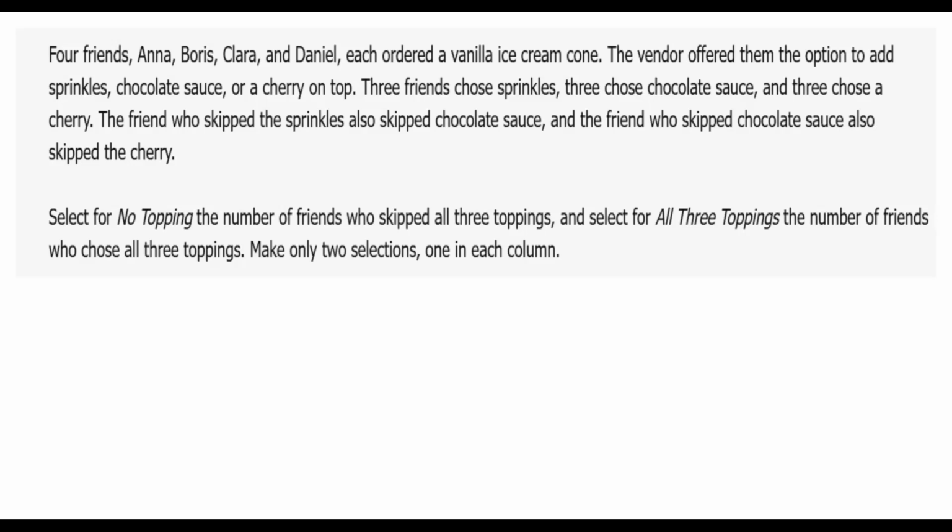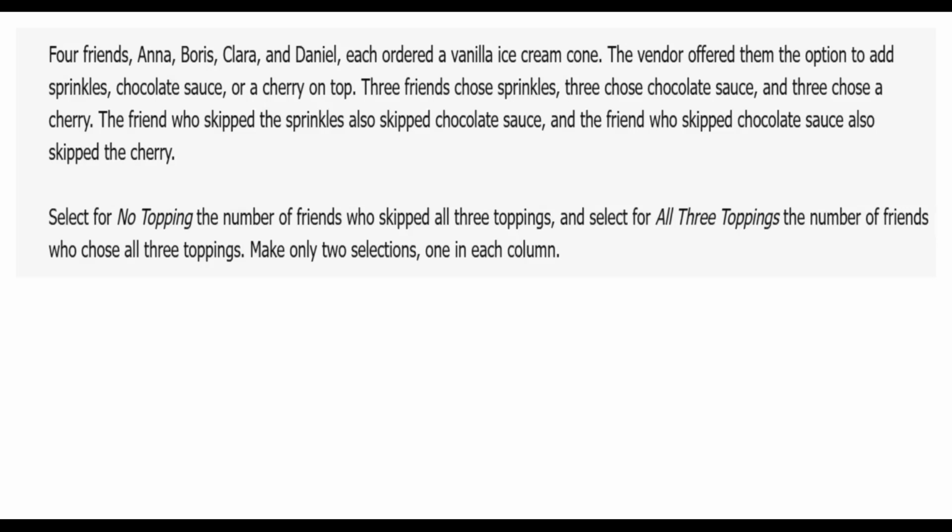Four friends, Anna, Boris, Clara, and Daniel, each ordered a vanilla ice cream. The vendor offered them the option to add sprinkles, chocolate sauce, or cherry on top. Three friends chose sprinkles, three chose chocolate sauce, and three chose a cherry. The friend who skipped the sprinkles also skipped chocolate sauce, and the friend who skipped chocolate sauce also skipped the cherry. Now, this is what is being given in the text.